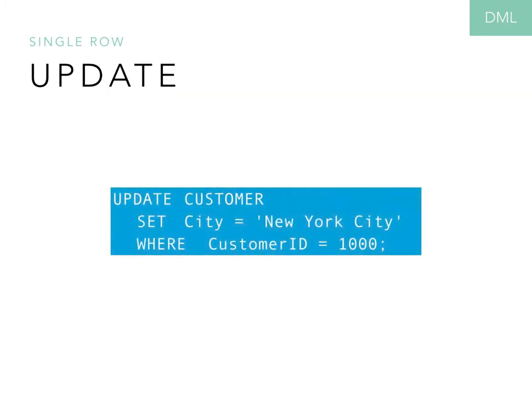Update works in a very similar way. So update means I'm changing the values in an existing row or set of rows. So if I want to update table name, in this case customer, and I want to set the city field equal to New York City, but I only want to do that where customer ID equals 1,000. I would think customer ID is a primary key, so it's unique. So this would only be updating one field in one row of the database.